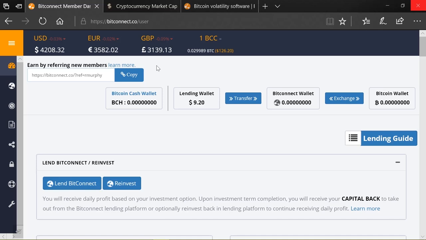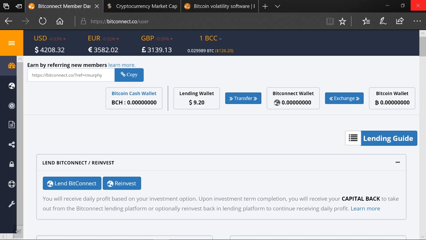So the first thing you'll see is here you've got minus 0.03% in dollars, 0.02% in euros, and 0.09% in sterling. And the reason why they're different is because you've got the different trading between pounds and dollars, dollars and euros, and so on. So if it's lower there and higher there, it's had a bit of a loss in pounds, so that means the dollar during the last 24 hours has actually gained strength against the pound.